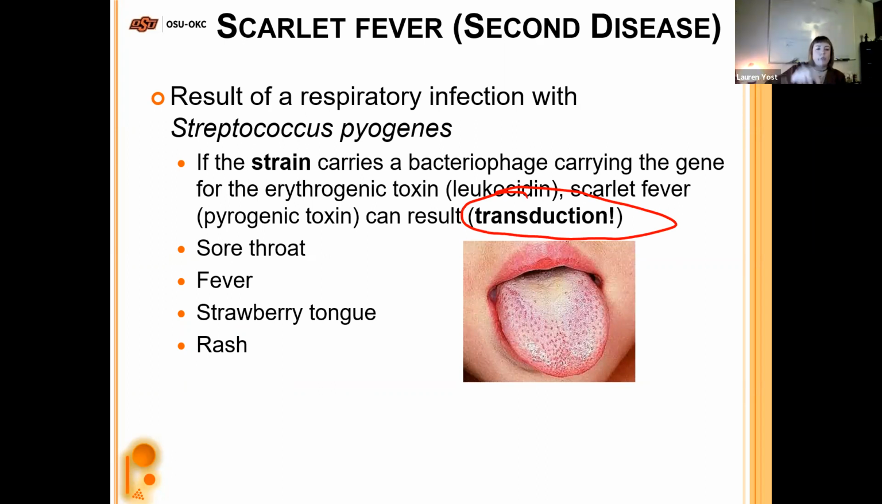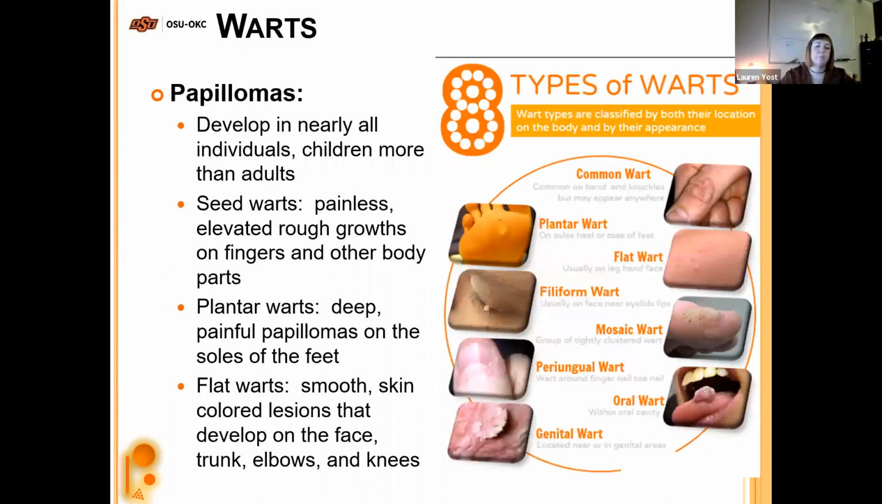We have sore throat, fever, strawberry tongue, and rash associated with scarlet fever. So that's how scarlet fever would develop as a result of Streptococcus pyogenes, if it got that infection with that type of phage. Okay. Warts, moving on to warts.